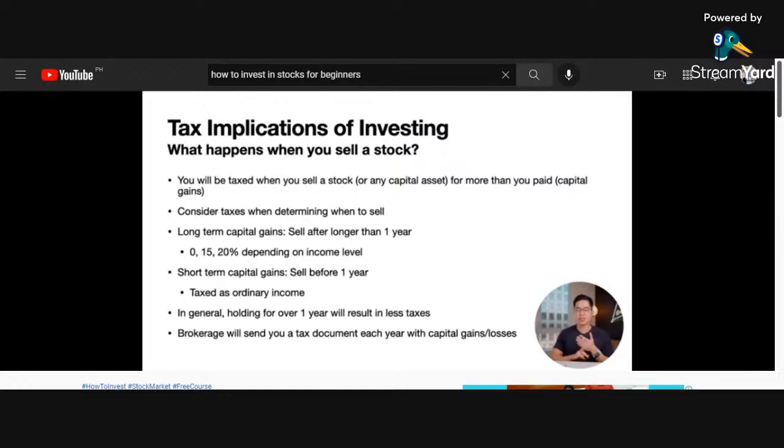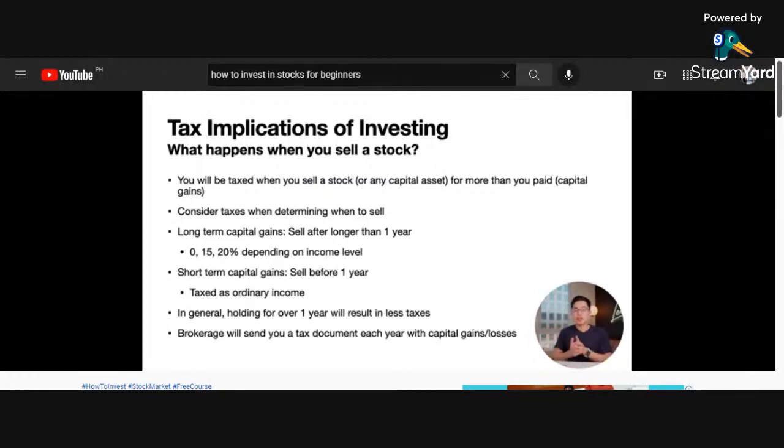Now with short-term capital gains, this occurs when you're selling before 1 year, and this is taxed as ordinary income. So for a lot of high earning people out there where your income taxes are super high, that means that holding your stock for 364 days versus holding your stock for, let's say, 366 days could create huge implications in how much you're paying in taxes.